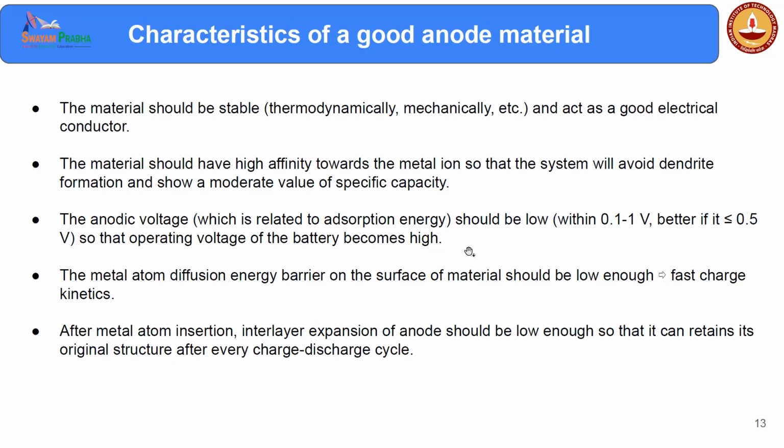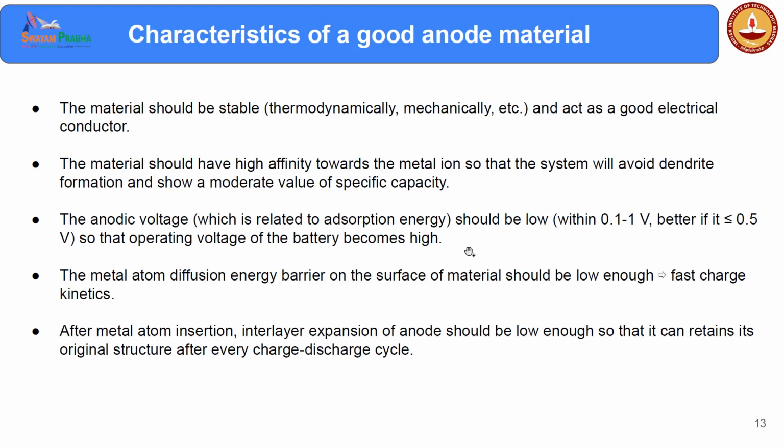So what are some of the good characteristics of the anode material is what I have shown here. These are the things that we will be calculating. The first one is that the material should be stable thermodynamically, mechanically, dynamically, whatever it is, and act as a good electrical conductor. Obviously, we are trying to see it as an electrode.